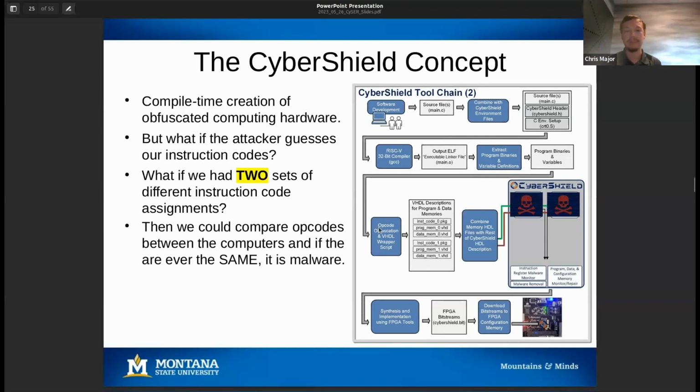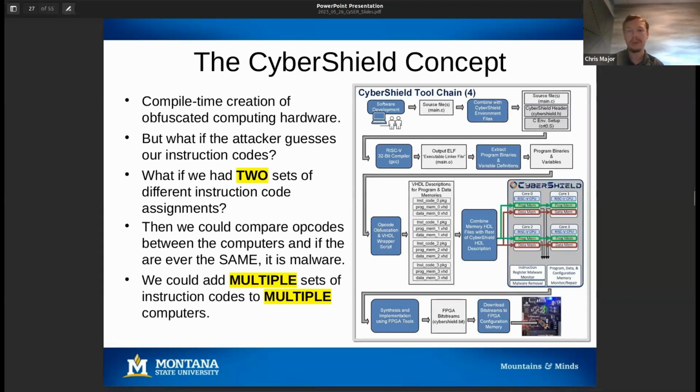Well, now, again, if we get the malware and we compare the two sets of opcodes that are injected in the malware, you have one malware stream, but two sets of opcodes. And so one of these is going to affect the core, and the other one's going to make no sense to the core. But why stop at two? We can add multiple sets of instruction codes. In fact, if we have enough instruction codes, enough cores working off of enough instruction codes, now we can start looking at the idea of like a majority.